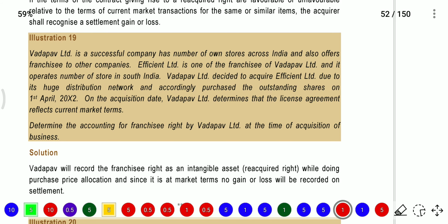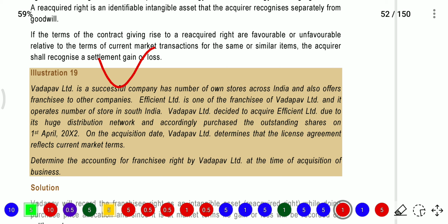In illustration 19, one company is there, which is Vodpower Limited. It is a successful company, has a number of own stores across India, and also offers franchise to other companies. So they are providing franchise to other companies. Efficiency Limited is one of the franchisees of Vodpower Limited, and it operates a number of stores in South India.